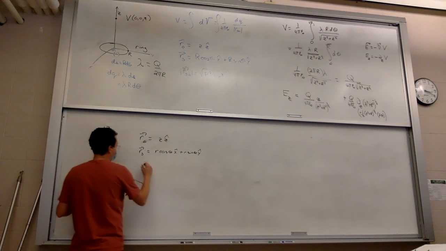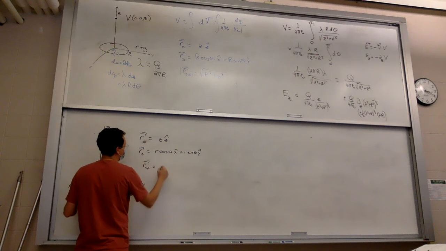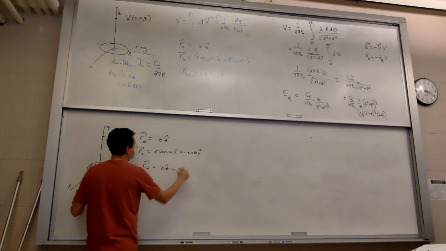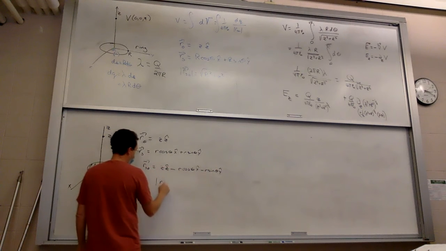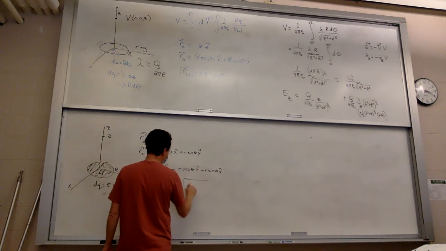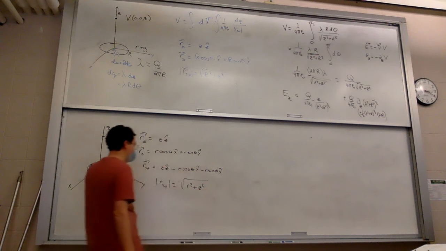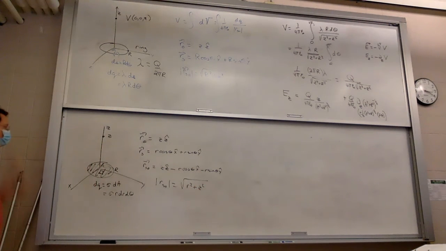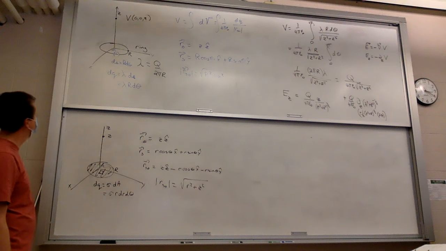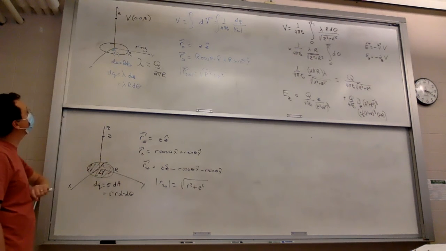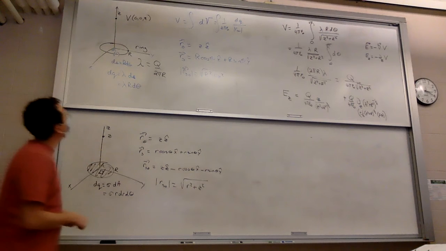We'll do r_SO: z hat minus r cos theta x hat minus r sine theta y hat. The magnitude of r_SO is going to be the square root of r squared plus z squared, just like all the others we've done. So I've got dq, I've got r_SO, I've got everything.